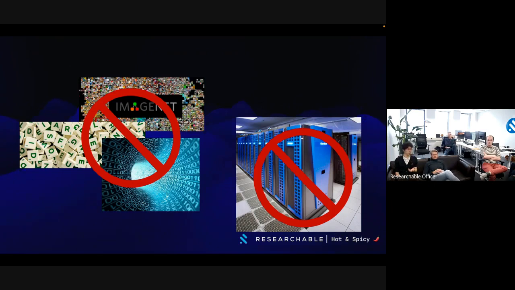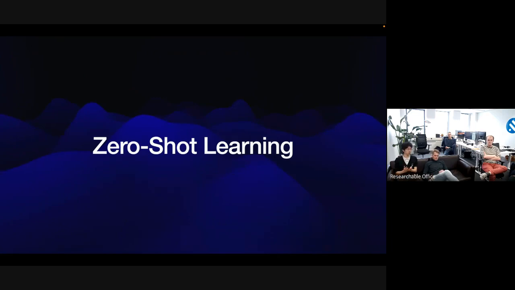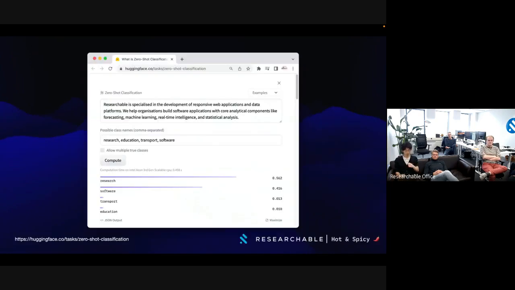However, they still can do something, and that something is called zero-shot learning. It's a more or less recent thing that came out. To explain what zero-shot learning is, I think it's really nice to look at an example. This is an example from Hugging Face. Here I have a description of what Researchable is and what we stand for. And then I just added 3 or 4 classes: research, education, transport, and software.